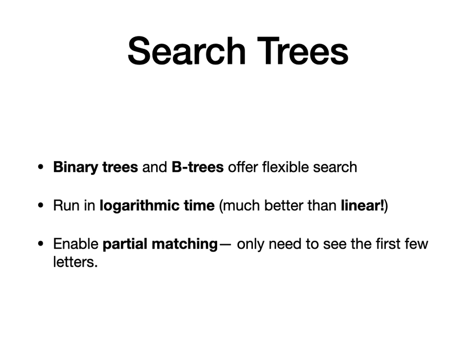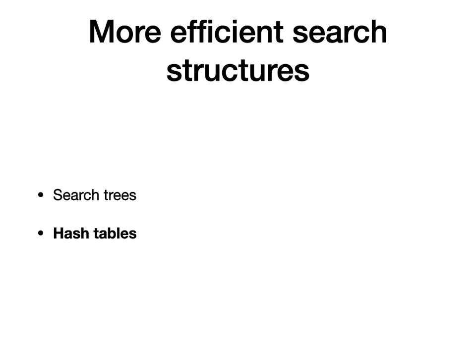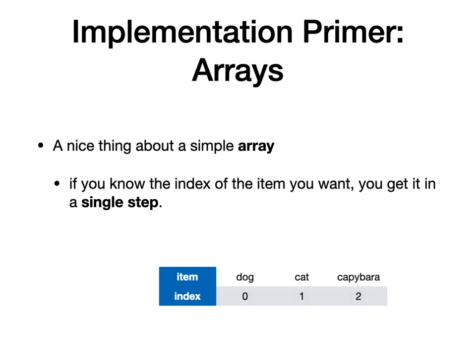So that's trees. This is one way you can build your dictionary to be very easily searchable. Another way is to use hash tables. So let's talk about hash tables. As with the trees, I need to give you a little primer on arrays first.